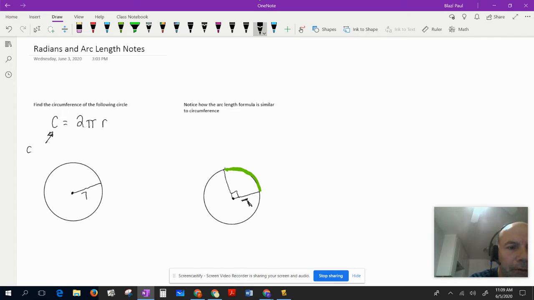This is circumference, right? And what does circumference mean? You might want to ask yourself real quick. If you can answer yourself, it'd be good. Okay. Circumference is the distance around the circle.